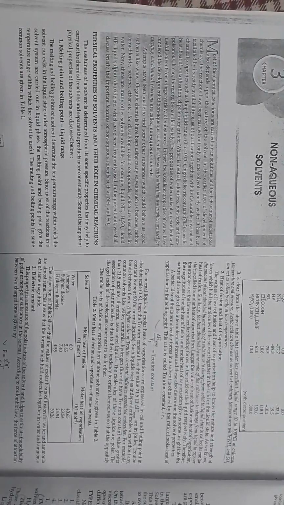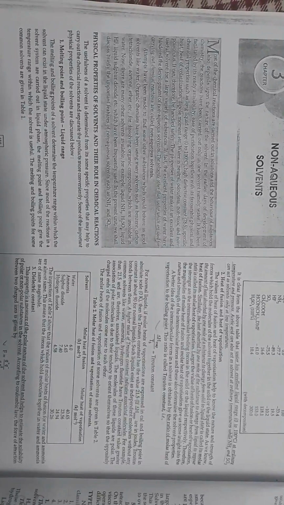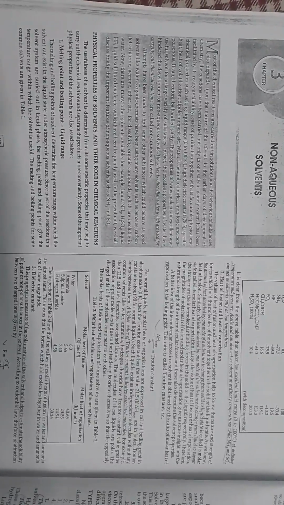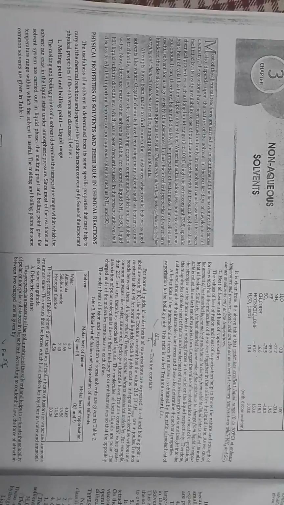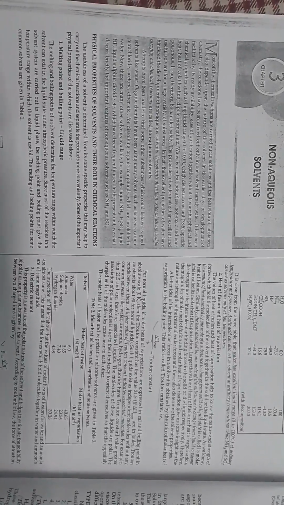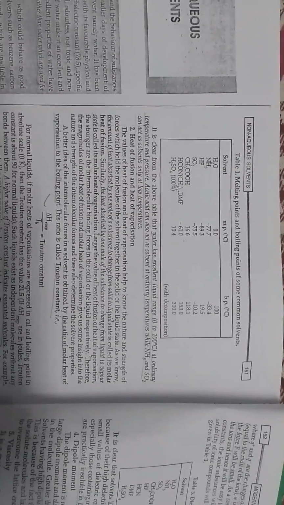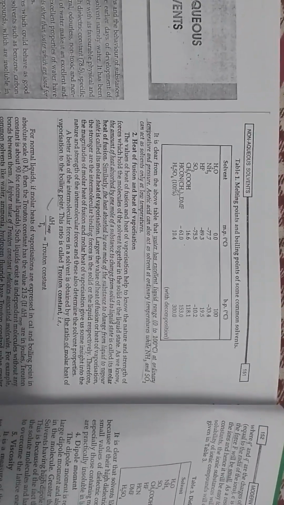Since most of the reactions in a solvent system are carried out in liquid phase, the melting point and boiling point give the temperature range within which the solvent is useful. The melting and boiling points for some common solvents are given in table 1. Melting point and boiling point of some common solvents. Solvent H2O: melting point 0, boiling point 100 degrees Celsius.